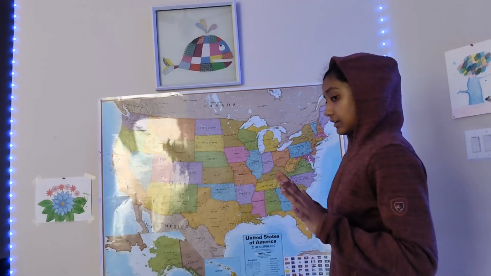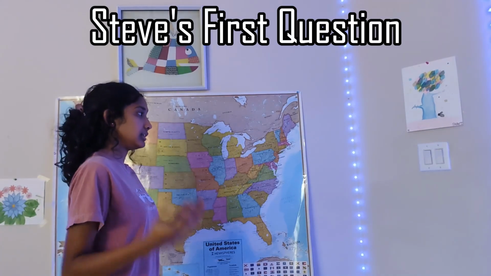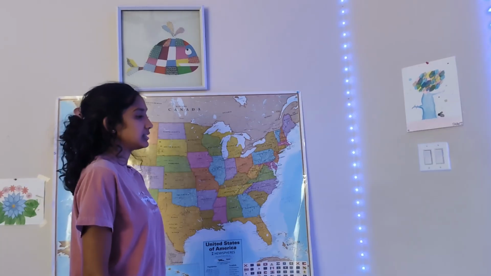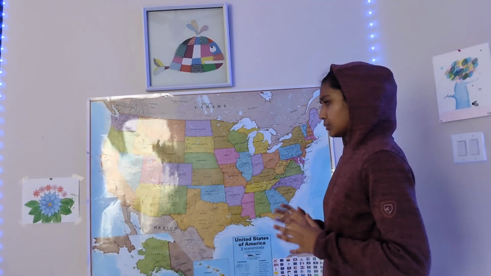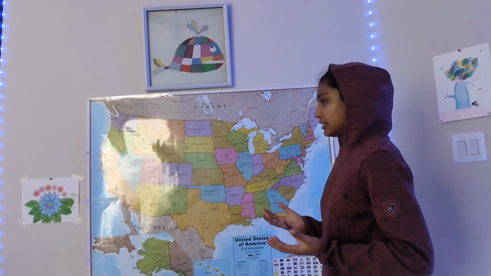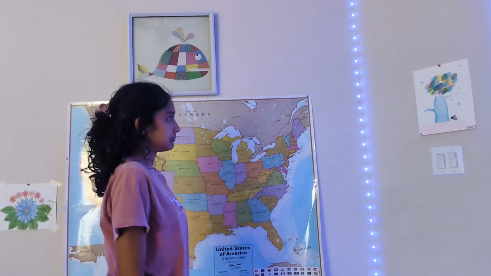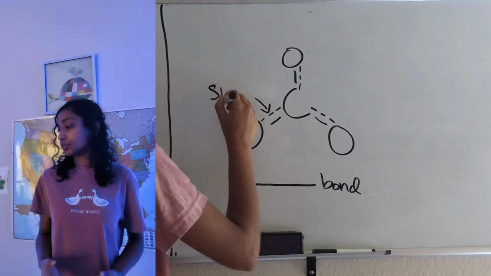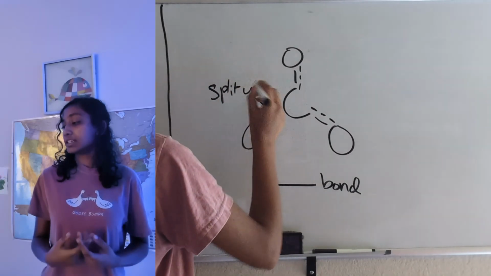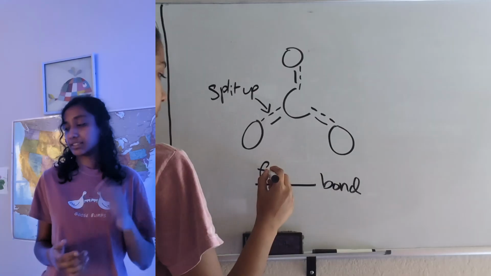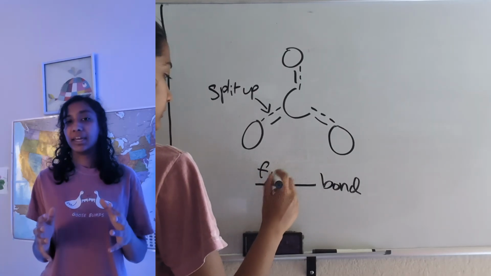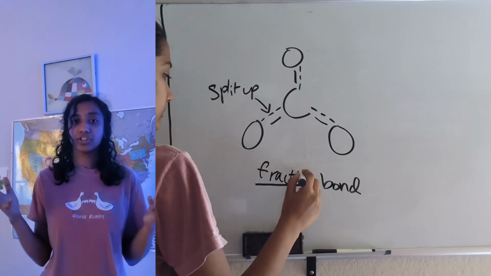Alright, hold up a second. We've got our first Steve question of the day. What is it, Steve? If the double bond is split up because of the resonance structure, is it even really a double bond? Well, not exactly. Because each double bond is split up between these oxygens, each bond in CO3 is somewhere between a single bond and a double bond, making it a kind of fractional bond.